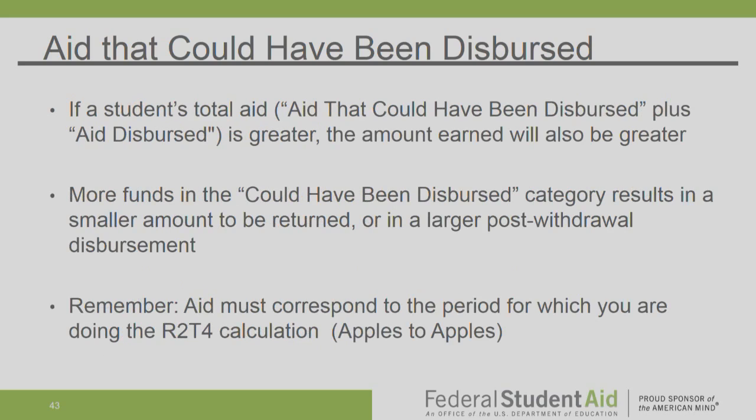If a student's total aid, which again is aid that could have been dispersed plus the aid that was dispersed, is greater, then the amount that they earn will also be greater. More funds in your could have been dispersed category could result in a smaller amount to be returned or in a larger post-withdrawal disbursement for the student. And remember here that aid must correspond to the period for which you are doing the R2T4 calculation.